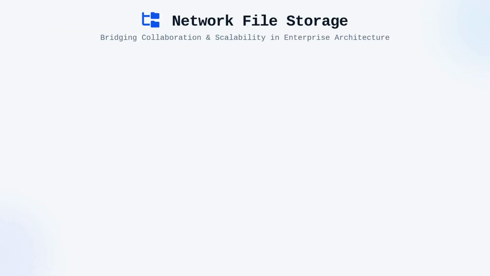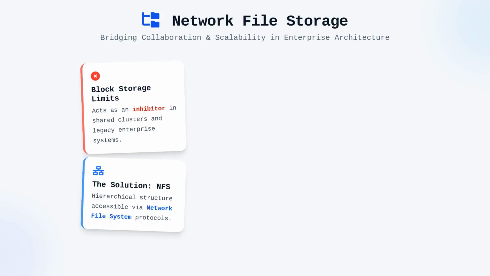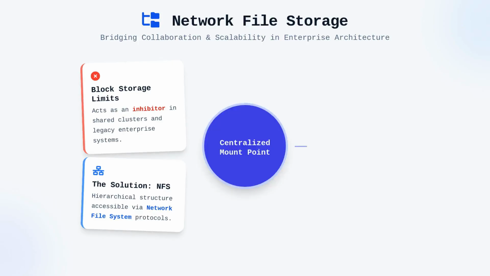When your architecture shifts towards shared application clusters or legacy enterprise file systems, standard block storage becomes an inhibitor rather than an enabler. This is where file storage enters the picture, providing a hierarchical storage structure reachable over a network, typically via the network file system protocol. Unlike block-level devices, file storage simplifies collaboration between multiple virtual instances by maintaining a centralized mount point that persists state data independently of individual server lifecycles.